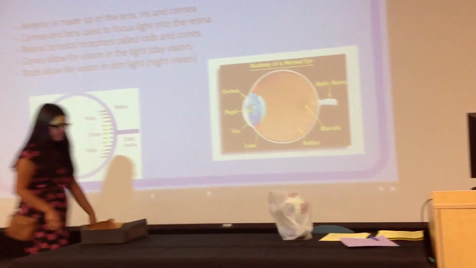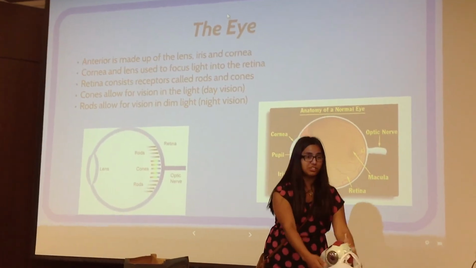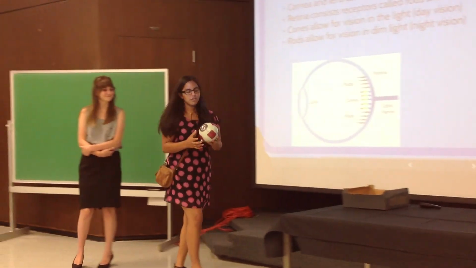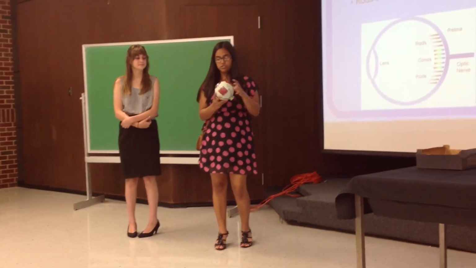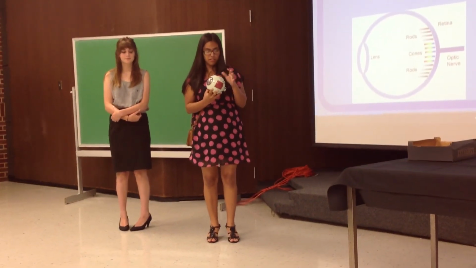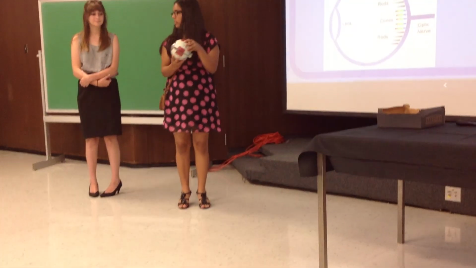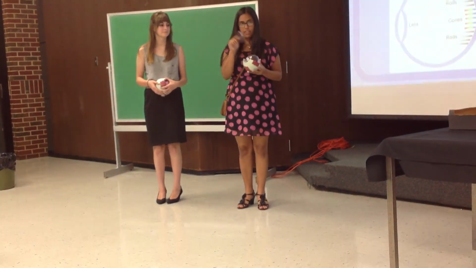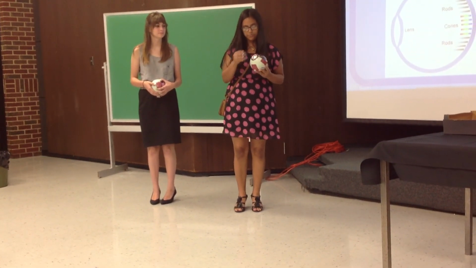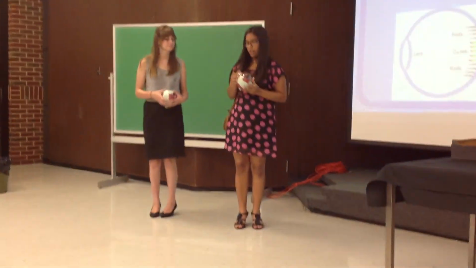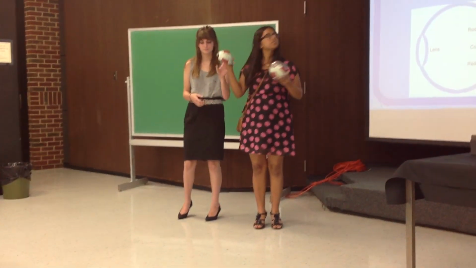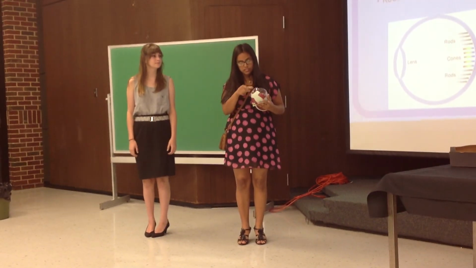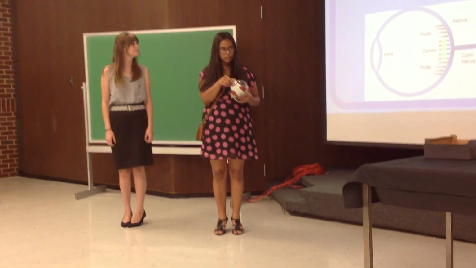So for this next slide, I'm going to get out our fancy eye that I named Jill. So the basic structure of the eye is made out of the cornea, which is this outside part, the lens, and the iris. The lens and the cornea are used to focus eyes into the pupil, which is this dark spot in the eye.